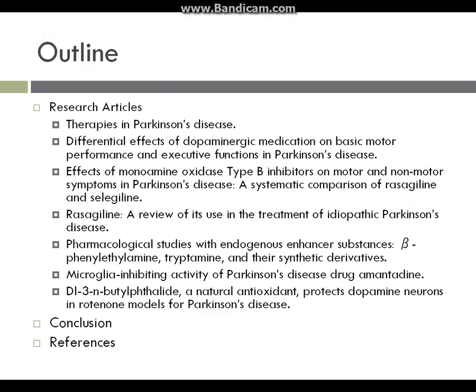And for the research articles, we've gone through therapies in Parkinson's disease, differential effects of dopaminergic medications on the basic motor performance and executive functions of Parkinson's disease, and right now we're at the effects of monoamine oxidase type B inhibitors on motor and non-motor symptoms in Parkinson's disease, a systematic comparison of rasagiline and selegiline.